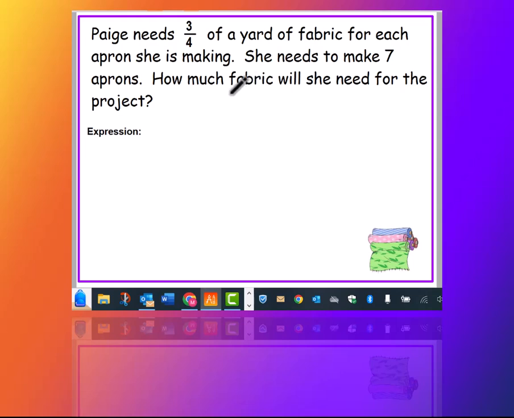So we're looking for the total. We know that is multiplication because each apron takes 3/4 and she wants to make 7. Okay, so there's our multiplication problem. Remember, everything has to be in fraction form. So I'm going to turn my 7 into a fraction by giving it a denominator of 1. Now I multiply my numerators and I multiply my denominators.